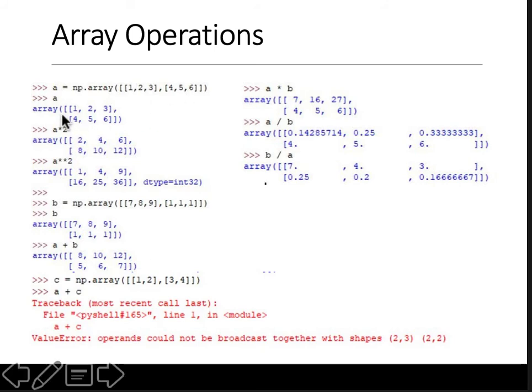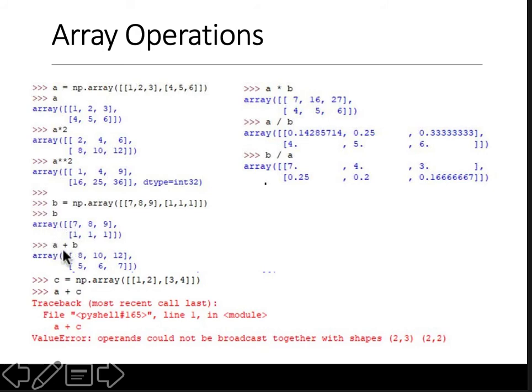Then operations we already talked about: if you have an array defined and you say that array times 2, it will take each member and multiply it by 2. So 2, 4, 6, 8, 10, 12. Now operate raised to the power of 2 on this array. This was the original, so 1, 4, 9, 16, 25, 36, which is down here.